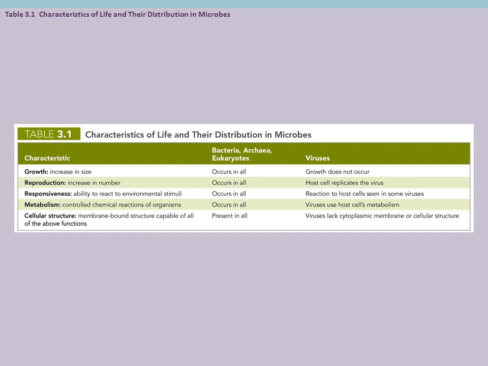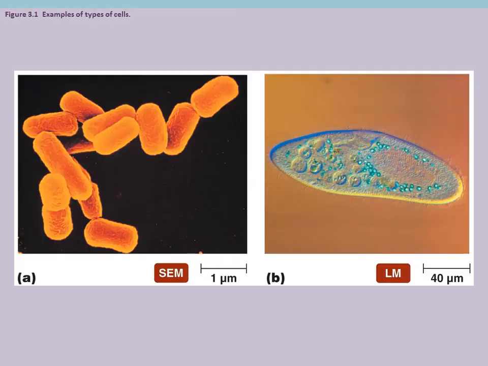And then the cellular structure deals with the structures within the cell that help them to be able to carry out or take part in all of these various processes. Now, viruses don't have what we refer to as a cellular structure. They do have a structure to them in that they tend to have a capsule or a coat that surrounds nucleic acid, but they don't have cytoplasm within them.